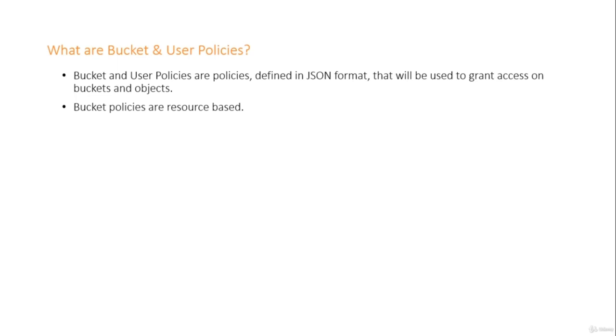Here bucket policies are resource based, which means the policies themselves are attached to a resource, in the case of S3, the bucket. And bucket policies are also called sub-resources, which means they don't exist independently; they are actually assigned to a resource. And here the resource is the bucket. If the bucket gets removed, then the policy also disappears.